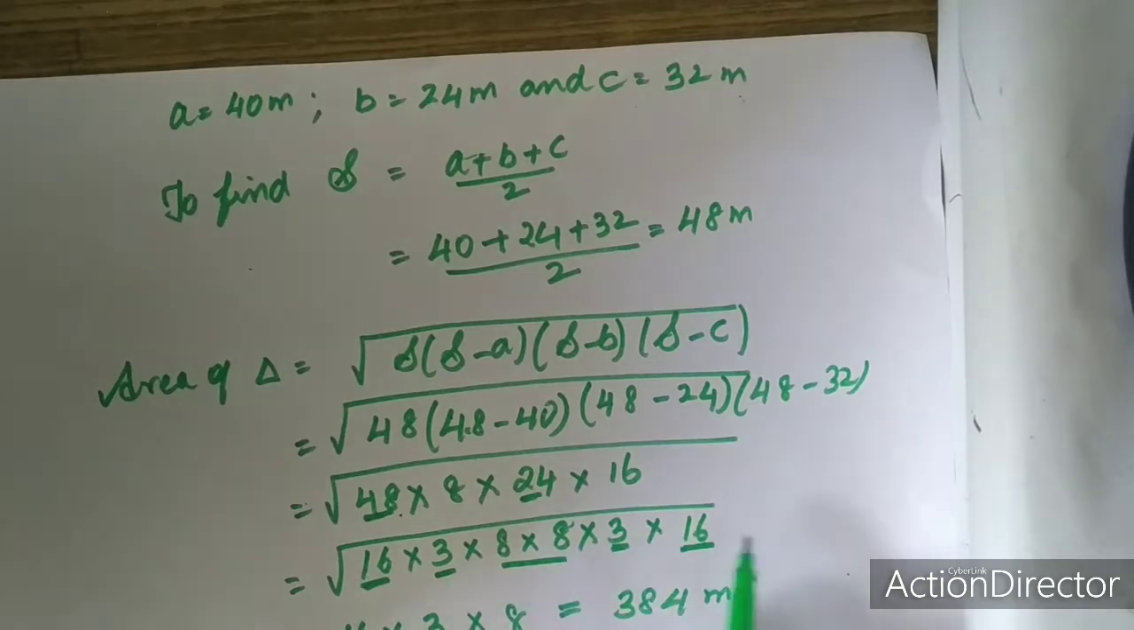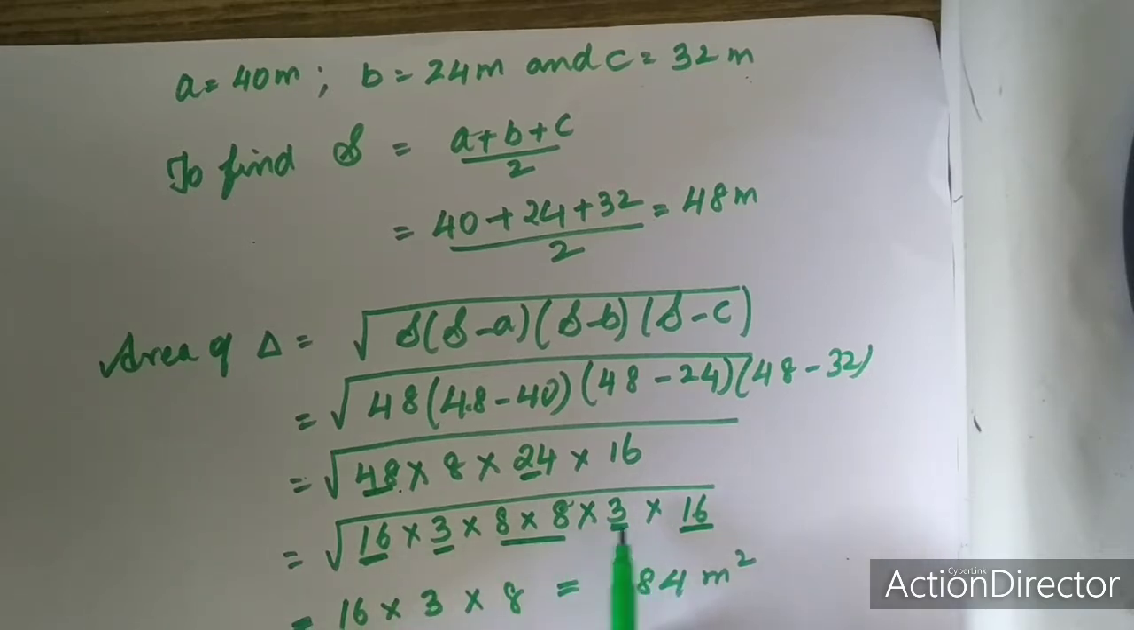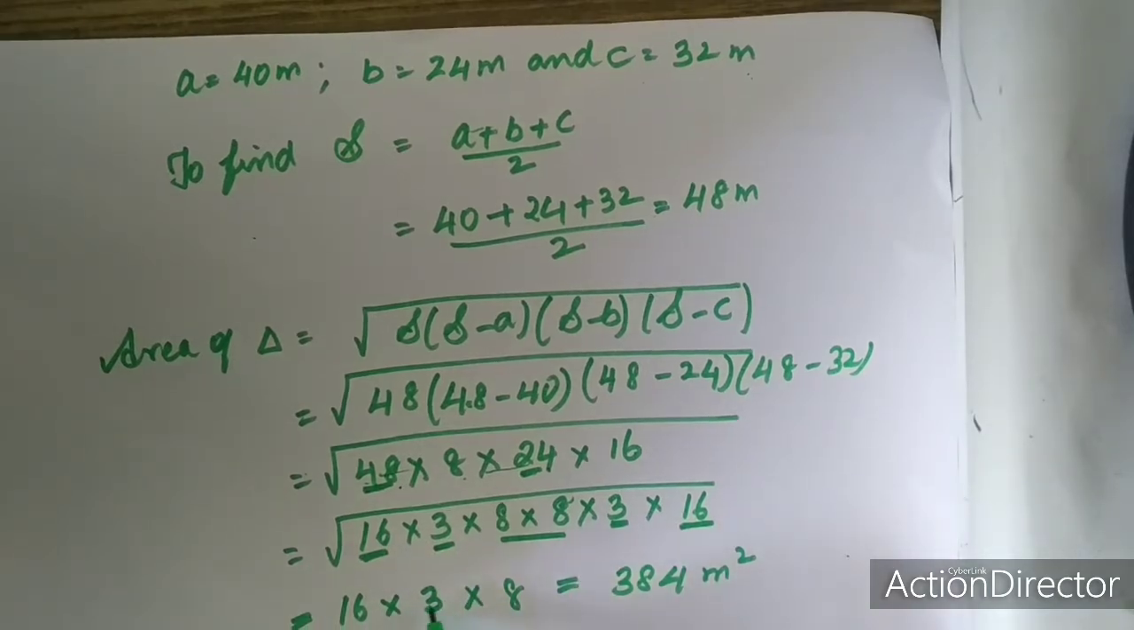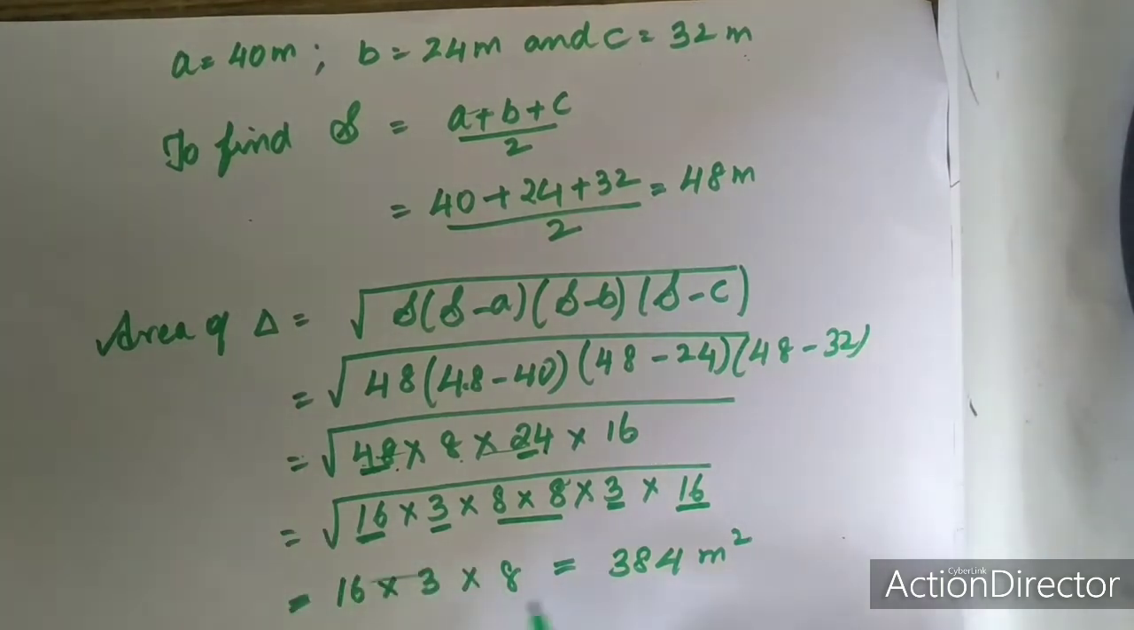You can also do the prime factorization of all these numbers, express them in prime factors and then find the root. But this is a simple way: make equal pairs by finding a number which can express the given number. Suppose 48 is given, you find another number which can be expressed in terms of that number. So 48 can be expressed in terms of 16. Similarly, 24 can be expressed in terms of 8. If you follow this method, it will be very useful to find the root as early as possible. So the area of the triangle is nothing but 384 meters square.